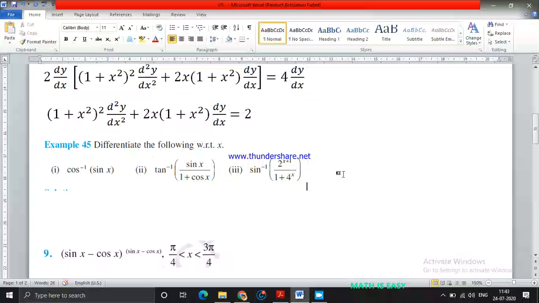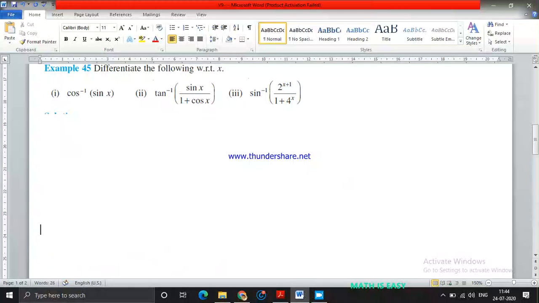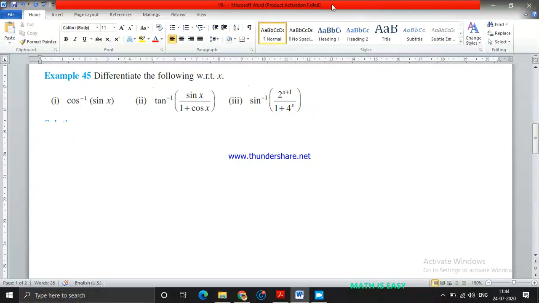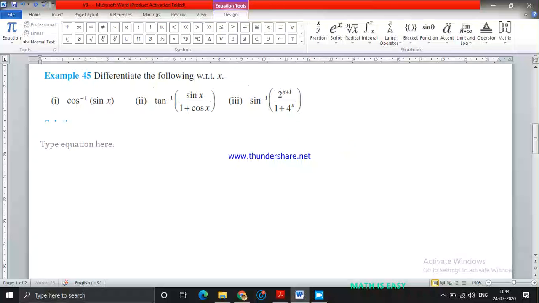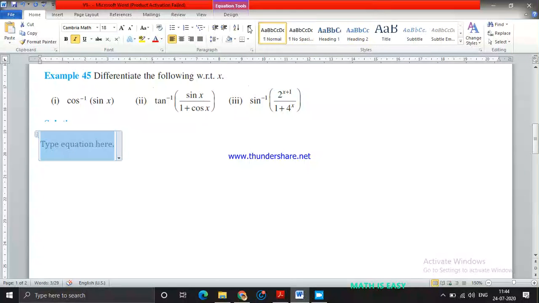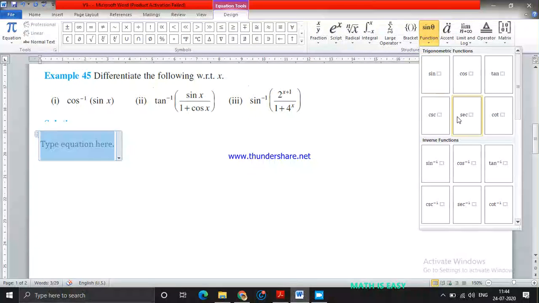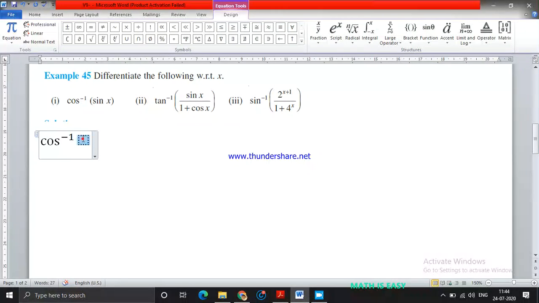Okay. Then we'll move to the next example. Here you have to differentiate the following functions with respect to x. In the first question, what you do is, I'll give you hints. Keep this cos inverse as it is. Cos inverse of, put the bracket here, and this is sine.